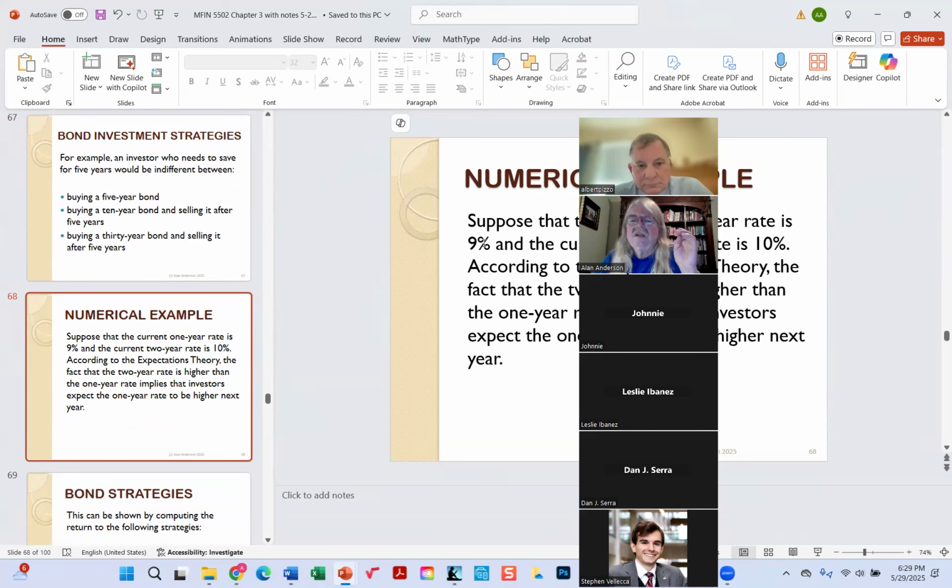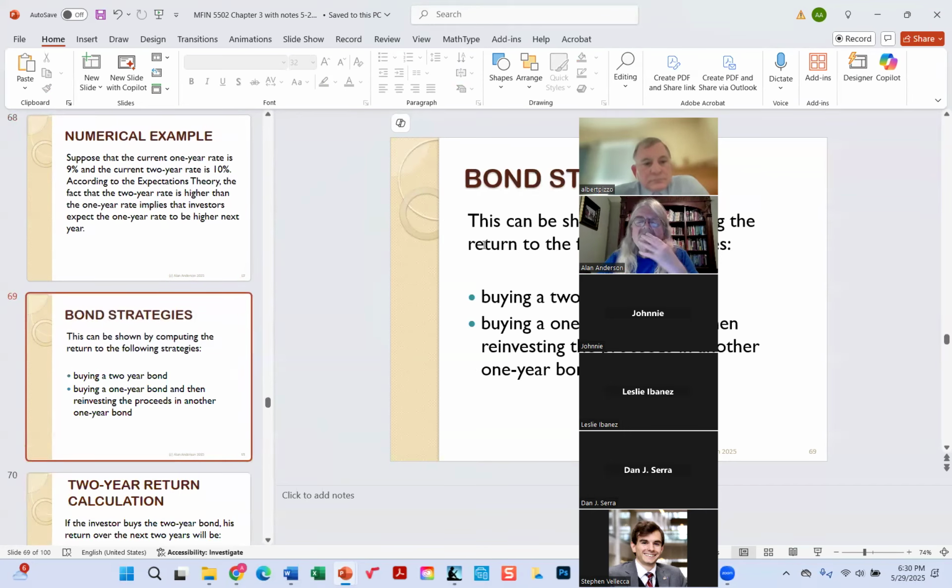Suppose that the 1-year rate is 9%. Now, this is again based on the treasury market. This would be the yield on a 1-year treasury bill. For the 2-year treasury note, it would be 10%. And the fact that the 2-year rate is higher than the 1-year, according to this theory, simply means that investors think that next year short-term rates will be higher than they are this year. So here's the numerical explanation of this.